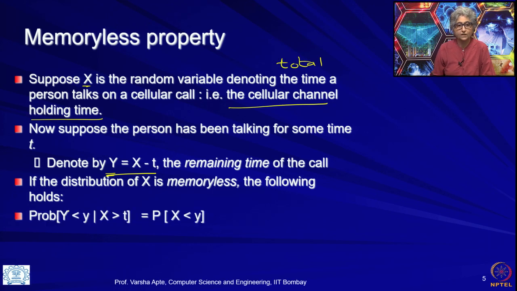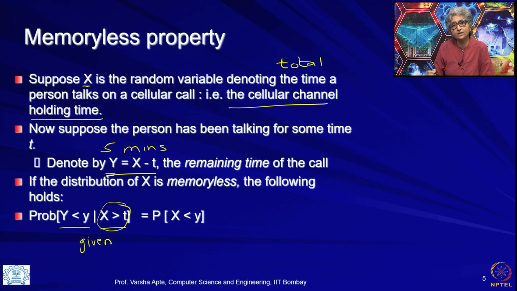The probability that capital Y is less than small y, given, remember this is a conditional probability, given that x is greater than t, is the same as the probability x is less than y. What does this mean? It is a very complicated equation. If I know that the person has been talking for some time t, then what I know is that the total time is going to be more than t. If the person has been talking for 5 minutes, then I already know that the call duration is either 5 minutes and 1 second, or 5 minutes and 5 seconds, or 10 seconds more, or 15 seconds or 20 seconds more. One thing I know for sure is that it is going to be greater than 5 minutes.